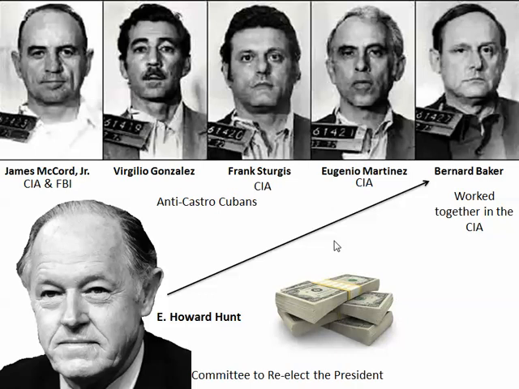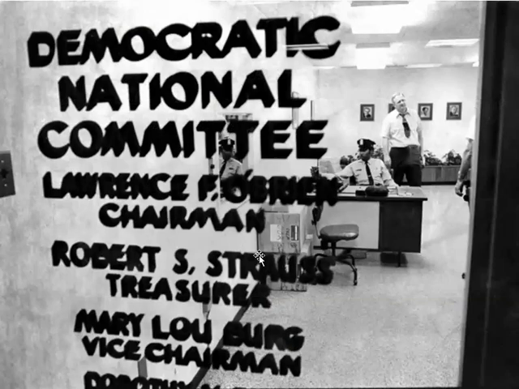He paid them money, and all of these people had connections. E. Howard Hunt worked with Bernard Baker together in the CIA, and Eugenio Martinez and Frank Sturgis had connections with the CIA as well. They were anti-Castro Cubans, all 4 of these guys here. James McCord had worked for the CIA and the FBI, and he paid these 5 men to break in.